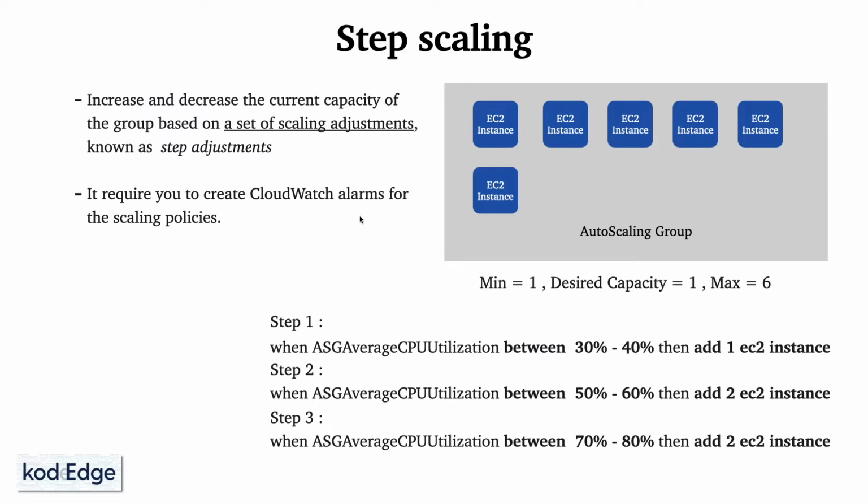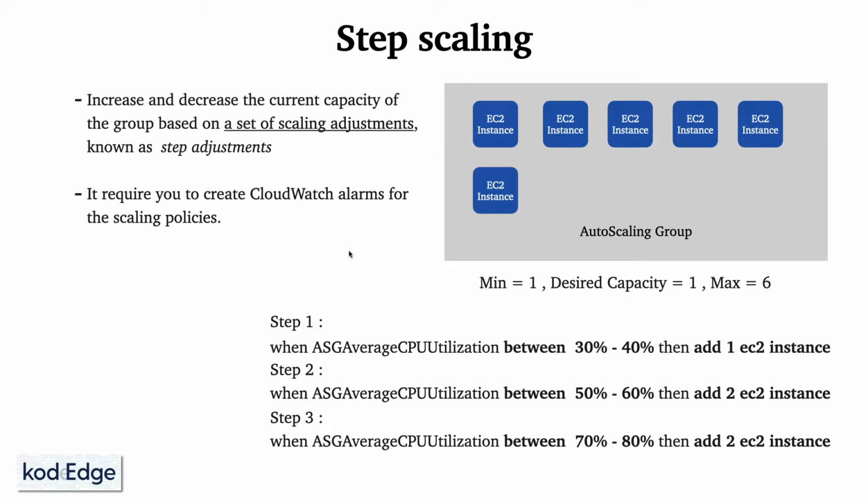So the CloudWatch alarm will monitor the metrics. Okay. Now, whenever CPU utilization goes beyond 30 to 40%, or whenever CPU utilization is between 30 to 40%, our CloudWatch service will trigger the CloudWatch alarm, and our auto-scaling group will add the EC2 instance in the group.